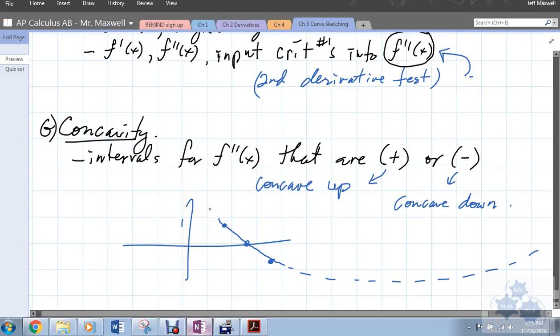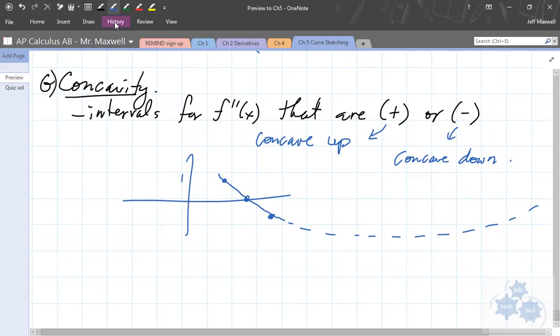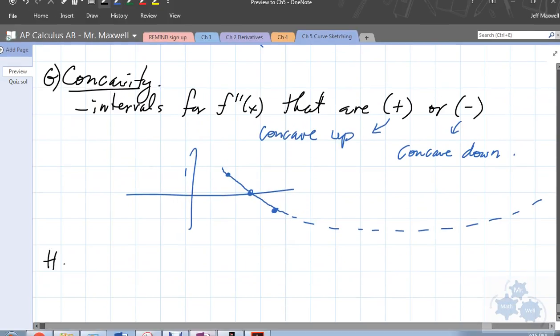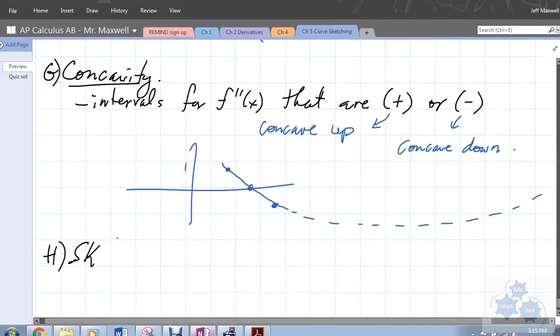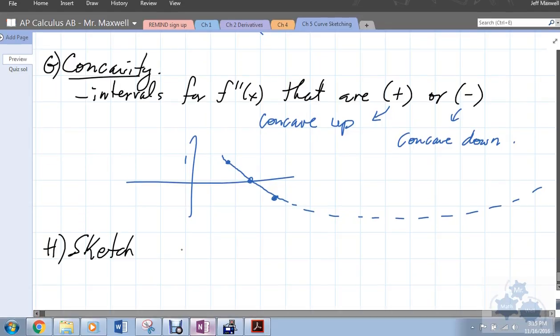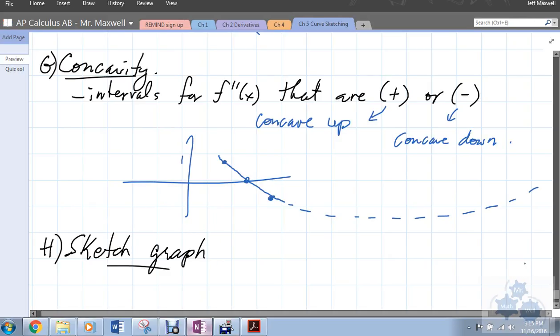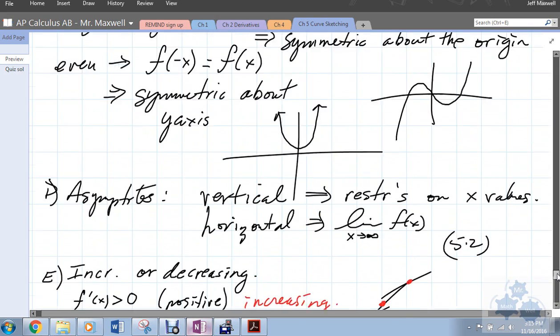So that's the final piece, and really H, there's nothing to determine for H, but H is just officially sketch the graph. Sketch the graph, including all of the characteristics that you've uncovered about the graph. So you basically just put it all together, A through G. All right? So that is the procedure for curve sketching.